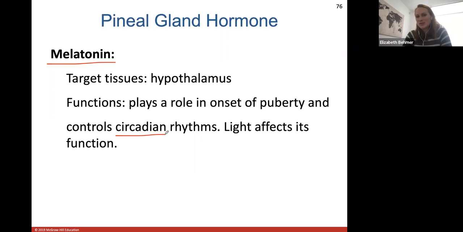So melatonin will be secreted to help you fall asleep. Light will affect its function as well. So if you're in a darker room, usually that will stimulate more melatonin to be secreted to help you get sleepy. So that's the endocrine system.